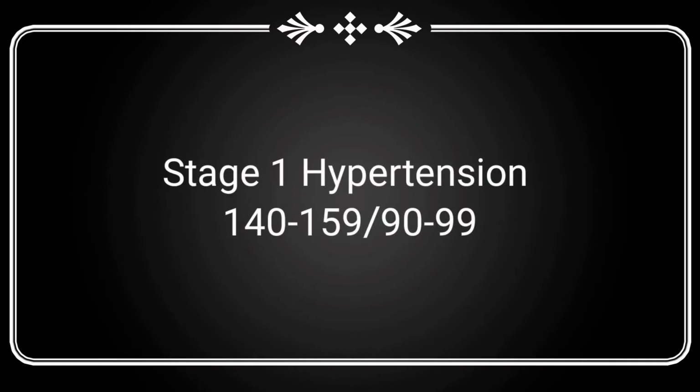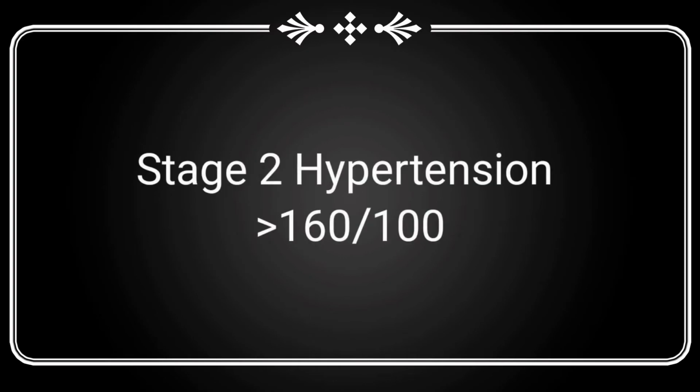In stage 1 of hypertension, systolic blood pressure is 140 to 159 and diastolic blood pressure is 90 to 99 millimeters of mercury. And in stage 2 hypertension, systolic blood pressure is 160 or more than 160 millimeters of mercury or diastolic blood pressure is equal to 100 or more than 100 millimeters of mercury.